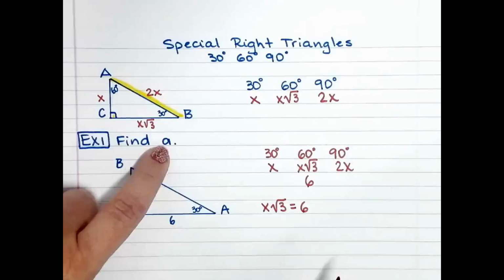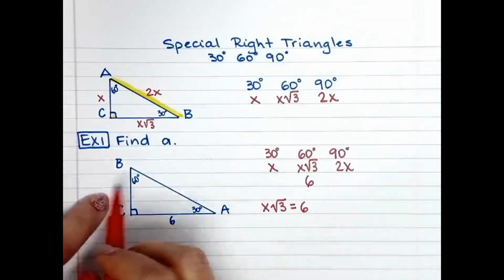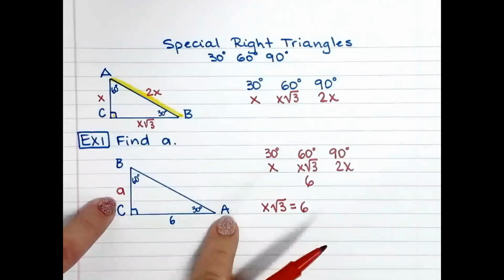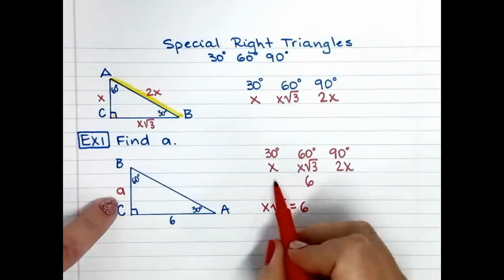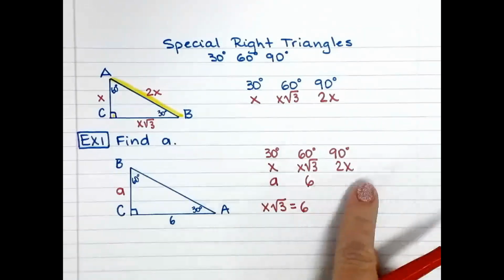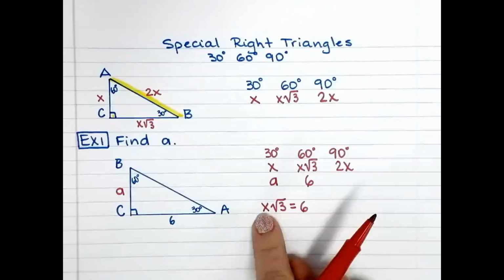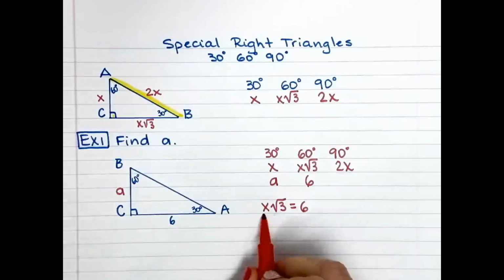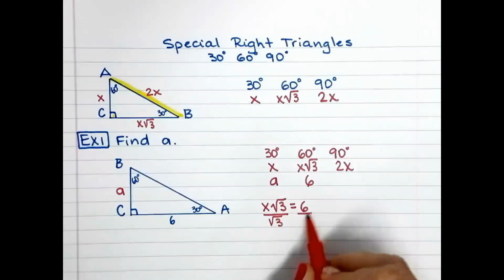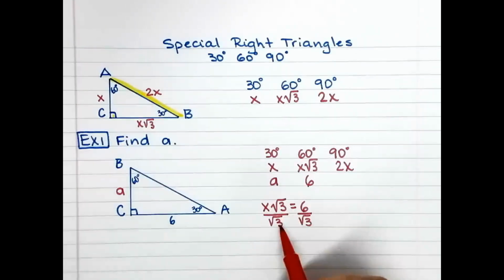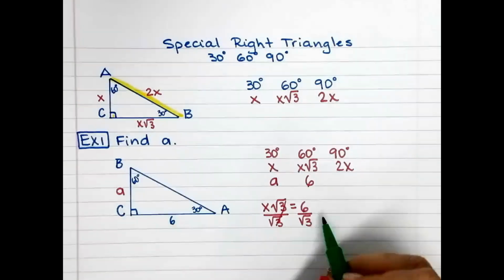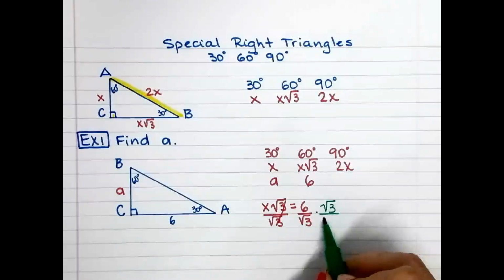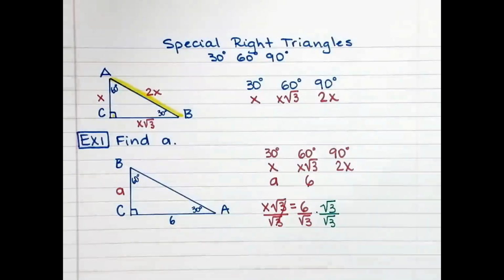For us to find a, lowercase a, that means we're trying to find this side right here, directly across from angle A. That's how we label the triangles. So it doesn't matter what you do, you need to find x. That's why we set this up. Now, we need to divide both sides by square root of 3. Square root of 3 divided by square root of 3 is 1. It would be great if I could just leave it like this, but I can't. So, rationalize the denominator by multiplying numerator and denominator by square root of 3.